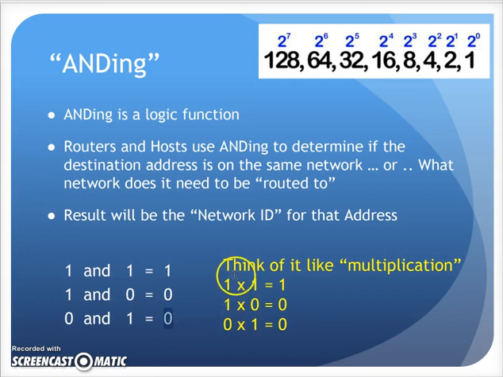So I usually tell people, think of it almost like multiplication. 1 times 1 equals 1, and 1 times anything else, or 0 times anything else, is going to be 0. So it has to be literally a 1 and a 1 to result in a 1. Two positive voltages in to result in a positive voltage out. Like I said, this is a logic function on a chip, on a microprocessor, if you will.